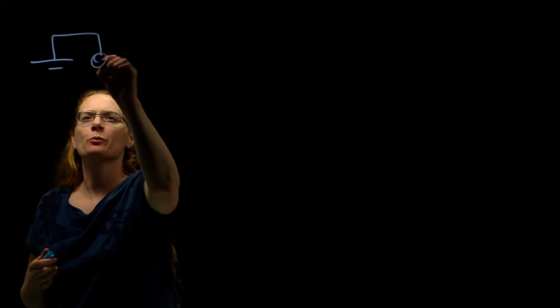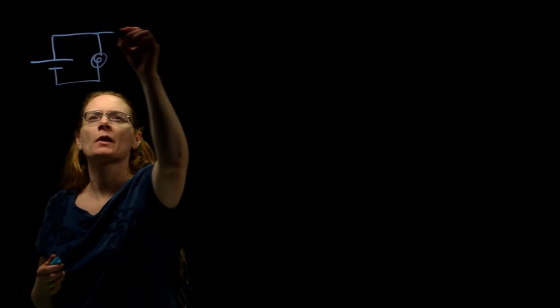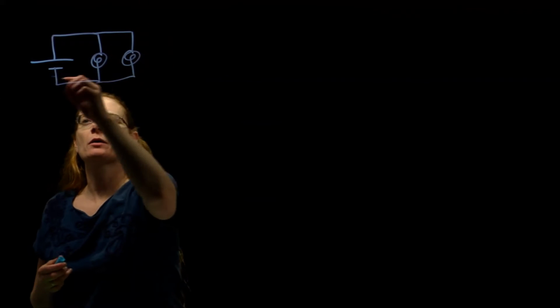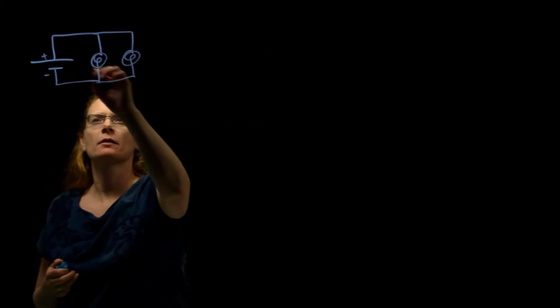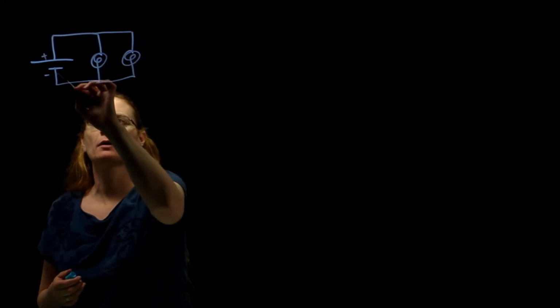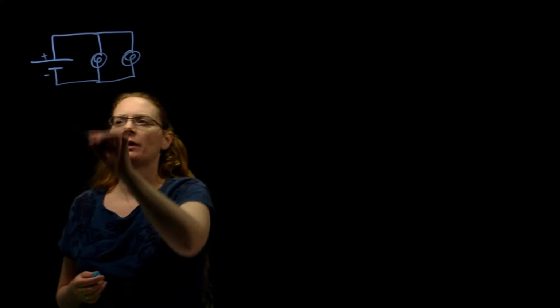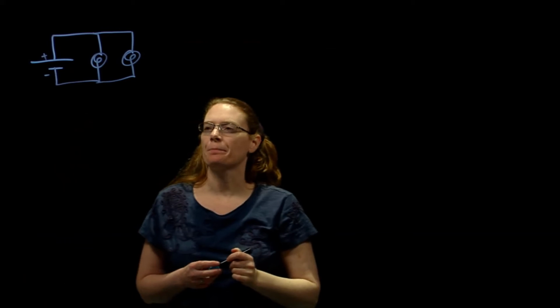Hi, back again for parallel circuits this time. So instead of series circuits where it's one right after the other, now we are moving to a parallel circuit where you have different branches that you can go through. So here we go. Here's our battery again, plus minus. And here's one path with a bulb in it. Here's another path with a bulb in it. So that's our parallel circuit.